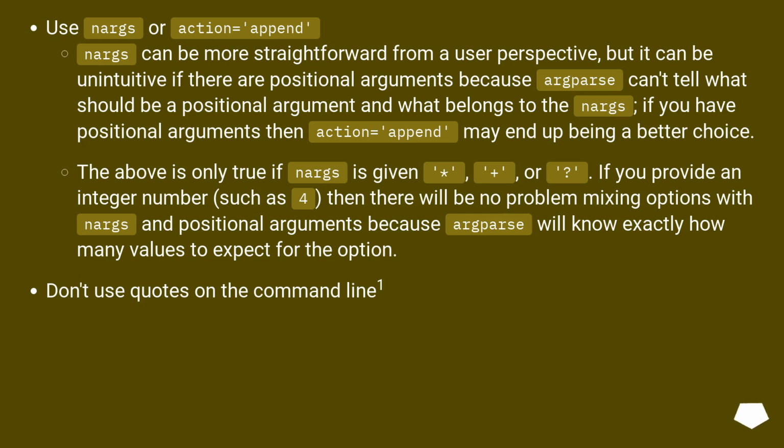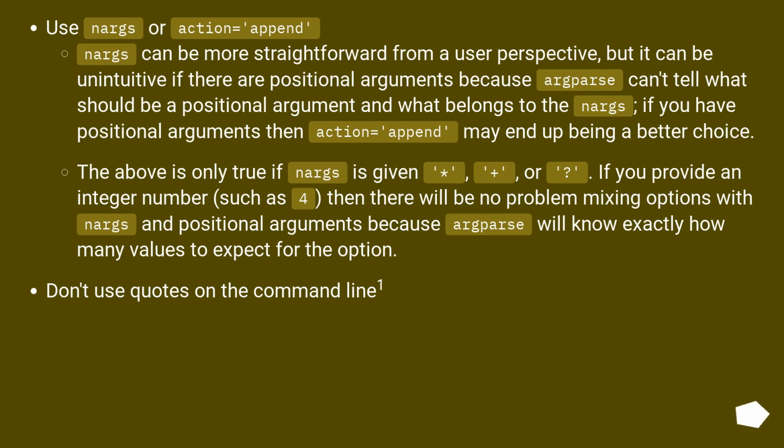The above is only true if nargs is given star, plus, or question mark. If you provide an integer number, such as 4, then there will be no problem mixing options with nargs and positional arguments because argparse will know exactly how many values to expect for the option.